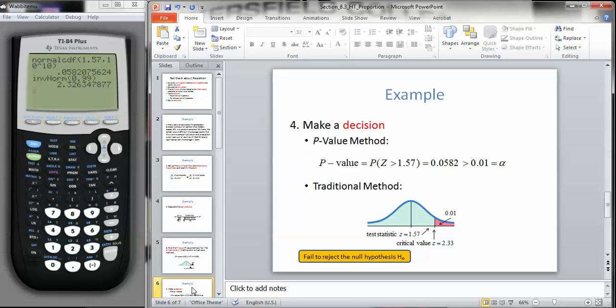If we use the traditional method, then we want to see if our test statistic falls into the critical region or not. Since it's a right-tailed test, the critical region is on the right tail, in particular the red shaded area, and the critical z-score is z equals 2.33. We see our test statistic is 1.57, which is not in the critical region. So this also leads us to fail to reject the null hypothesis. Again, if you don't remember what the decision criteria is, go back to section 8.2's notes.